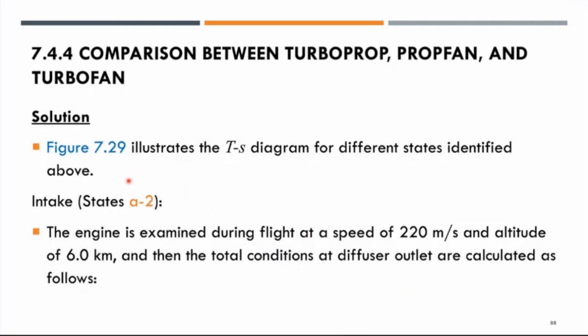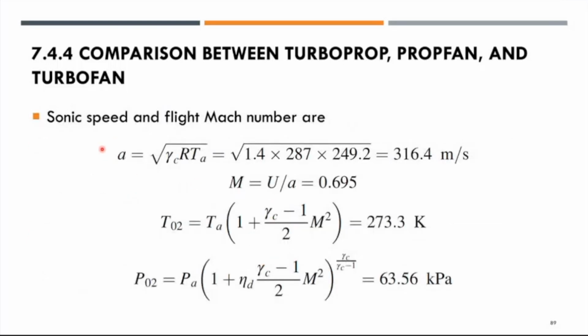In terms of the solution, we are going to show you figure 7-9, which illustrates the TS diagram for different states as highlighted in figure 7-8. We start with the intake, state A to 2. The engine is examined during a flight speed of 220 meters per second at an altitude of 6 kilometers. The total conditions at the diffuser outlet are calculated as follows. Using the equation for the flight Mach number, you get a equal to 316.4 meters per second, and the Mach number is around 0.695.